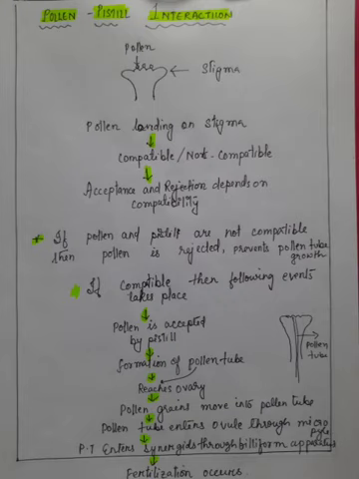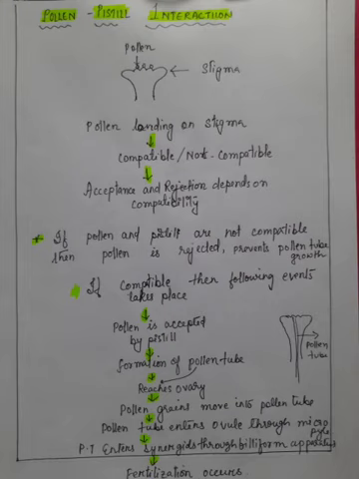Then in the second case, if they are compatible, what happens? The following events take place. Firstly, the pollen is accepted by the pistil if it is compatible. Secondly, once the pistil accepts it, formation of the pollen tube takes place. As you can see on the right hand side, I have drawn a tube-like structure inside the style, right? That is a pollen tube, and when it grows, it reaches the ovary. I will attach a picture at the end where you will see how it grows.